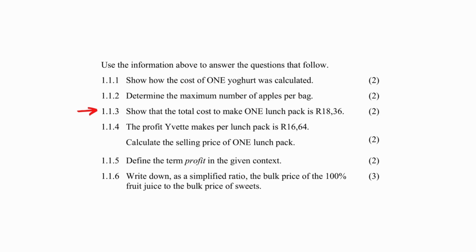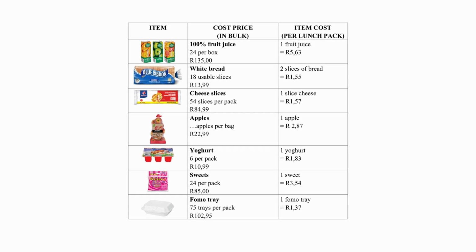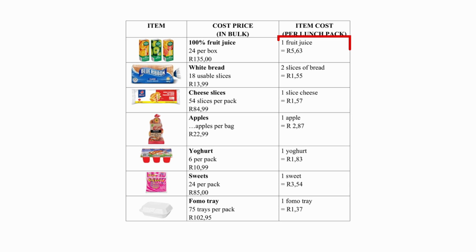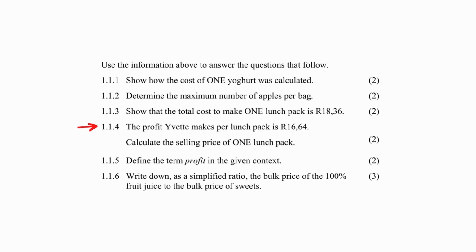In question 1.1.3, you have to show that the total cost to make one lunch pack is R18.36. The cost to make one lunch pack is the sum of the items per lunch pack. The cost of one lunch pack is R5.63 plus R1.55 plus R1.57 plus R2.87 plus R1.83 plus R3.54 plus R1.37, and this equals R18.36.